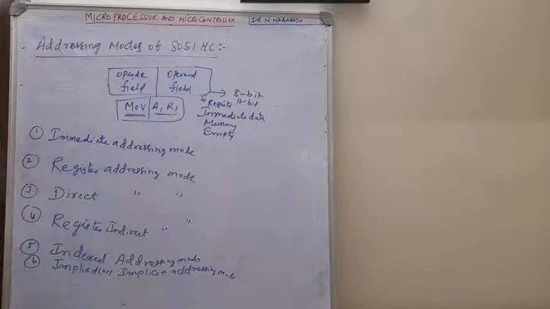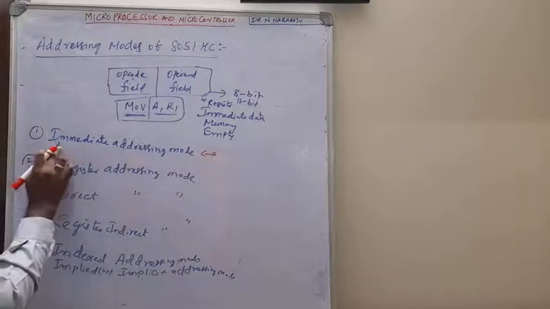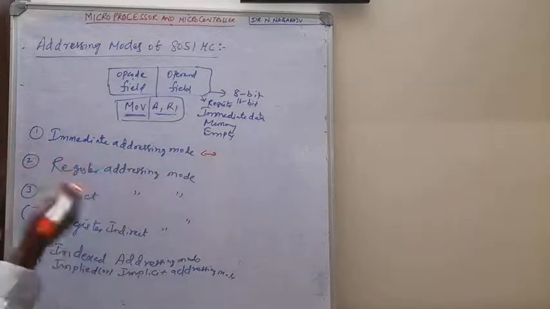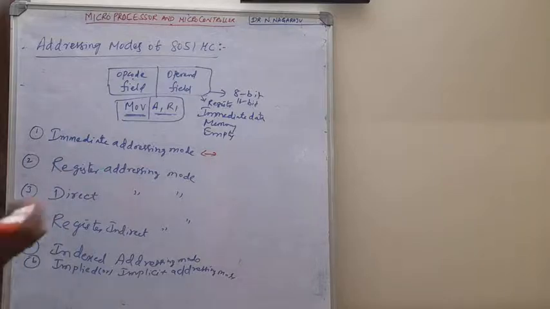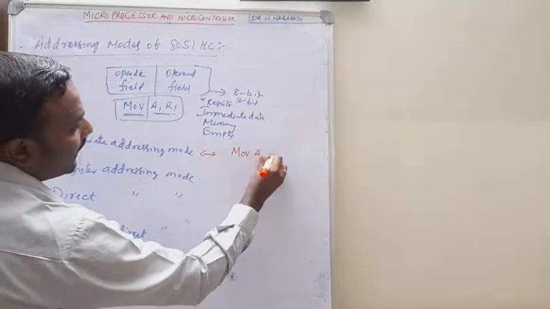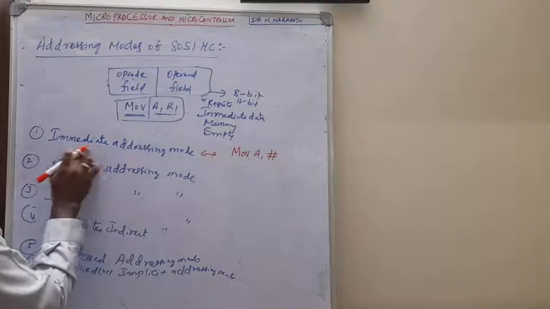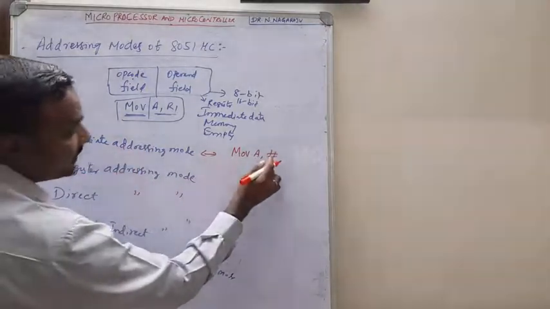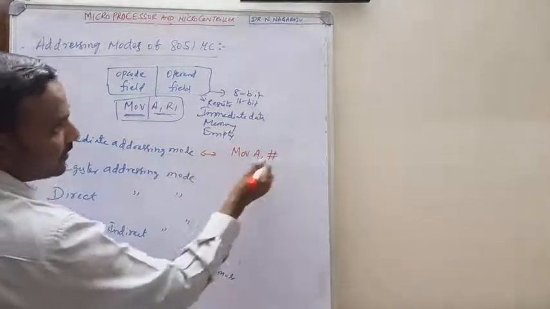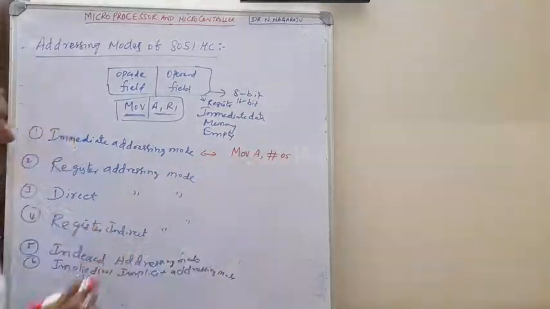I am going to explain each addressing mode with one example. Immediate addressing mode: from the name itself, immediate data is available in the instruction. The best example is MOV A, #05H. Just remember, immediate is always represented with the hash symbol. That indicates the immediate data 05 is moved to the accumulator.